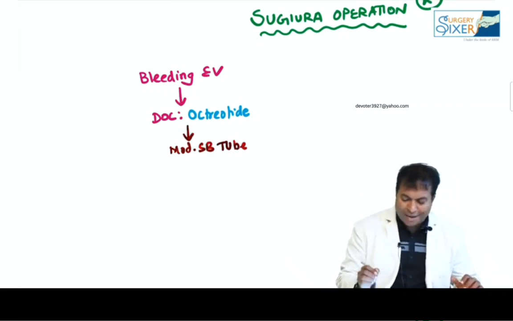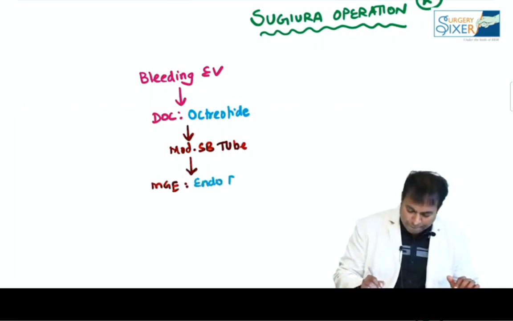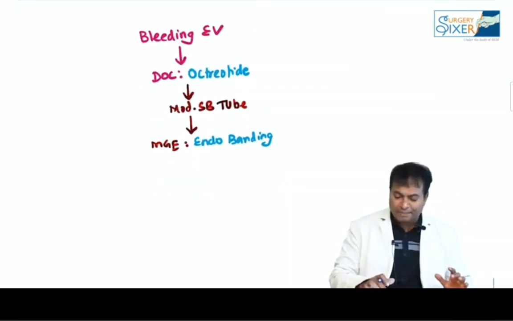How long can you retain the tube? Maximum 12 hours. And you refer the patient to your medical gastroenterologist. What did he do? He did an endoscopic banding. If endoscopic banding has failed, it is not working.